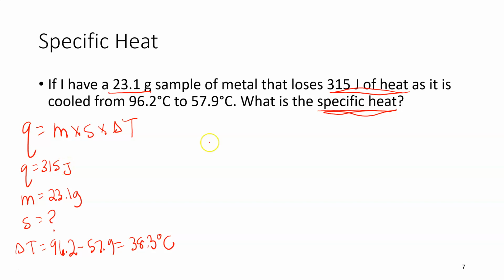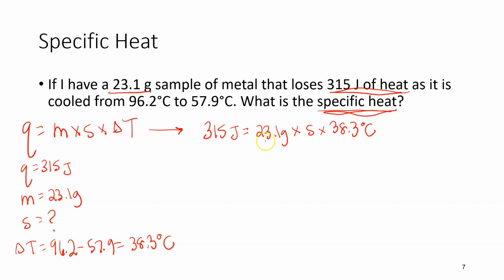So I'm going to take my equation here, and I'm just going to plug numbers in it. For Q, I'm going to write 315 equals M for mass, 23.1 grams, times S that I do not know, times delta T, which is 38.3 degrees Celsius. So my job is to solve for S.